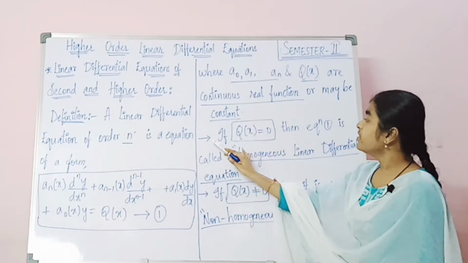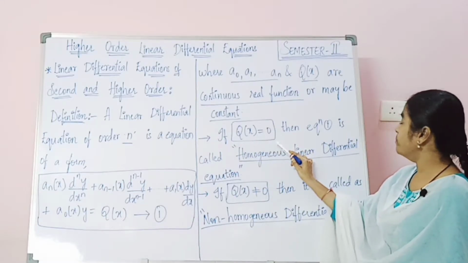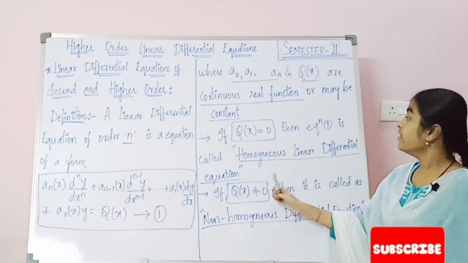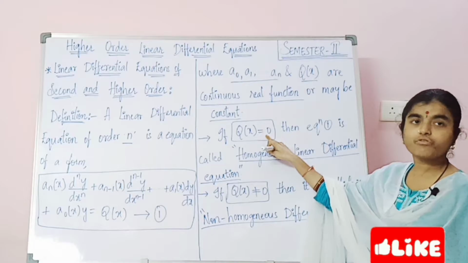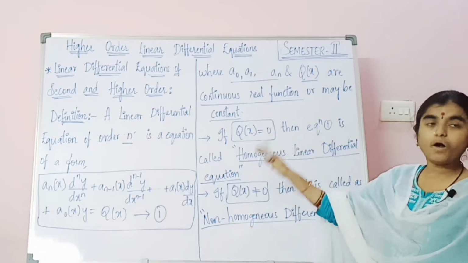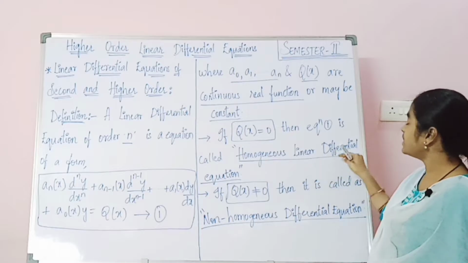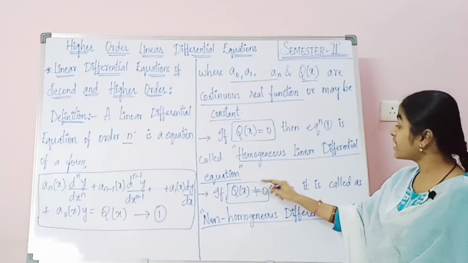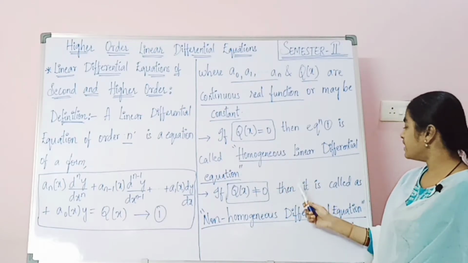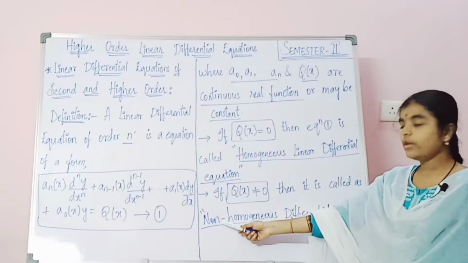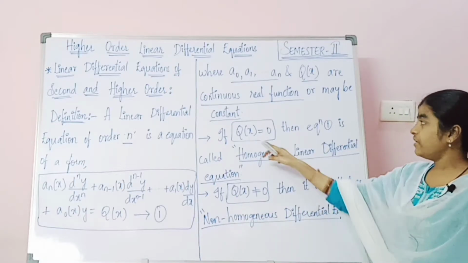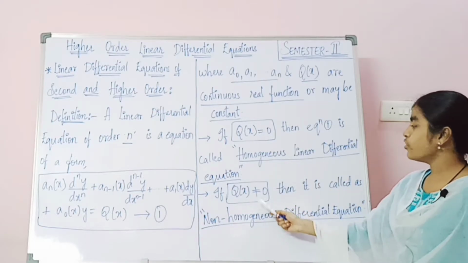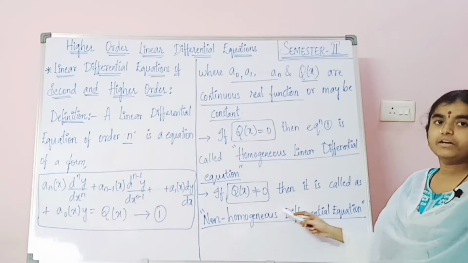If q of x equals 0, then equation 1 is called a homogeneous linear differential equation. Next, if q of x is not equal to 0, then it is called a non-homogeneous differential equation. Equal to 0 means homogeneous linear differential equation; not equal to 0 means non-homogeneous differential equation.